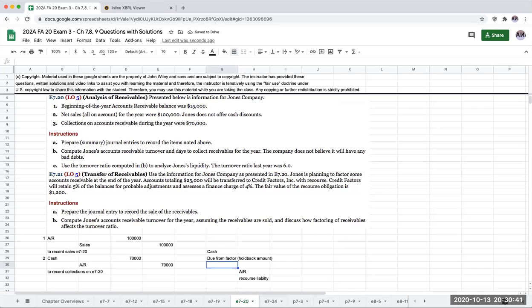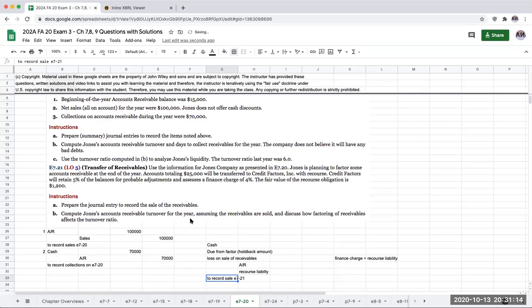Lastly, on this part, I'm going to have a loss on sale of receivables. Now, when I have a loss on sale of receivables, this is going to be the finance charge plus my recourse liability. So this is the general journal entry I follow, and you can pretty much use this for every single one to record the sale, for E7-21, to record the factor of receivables.